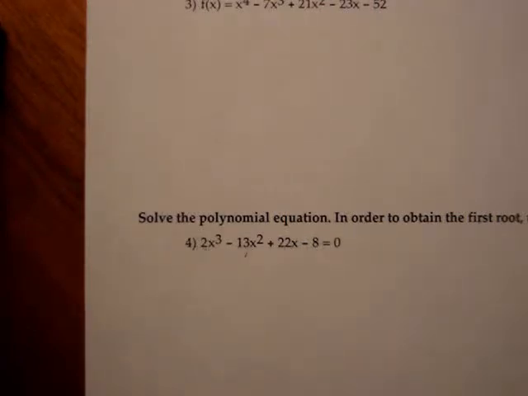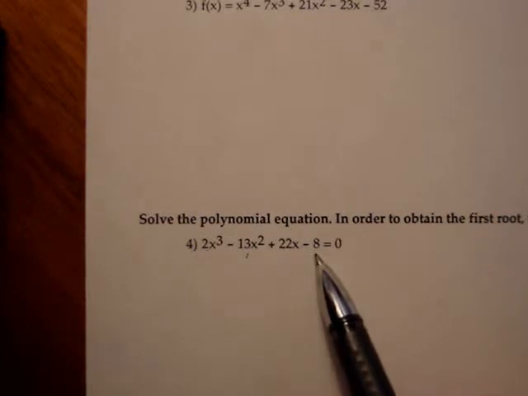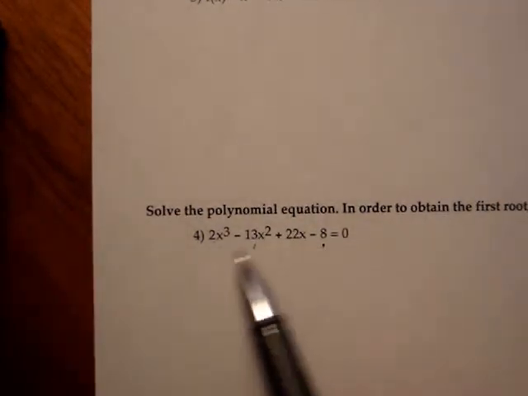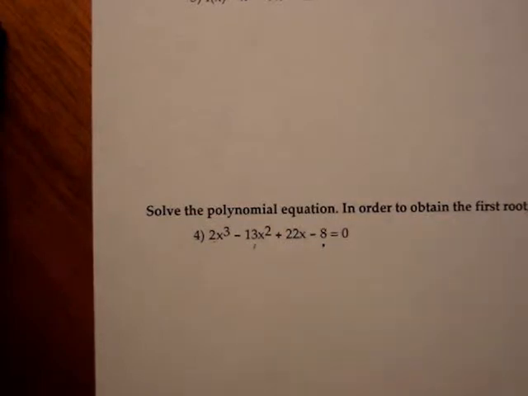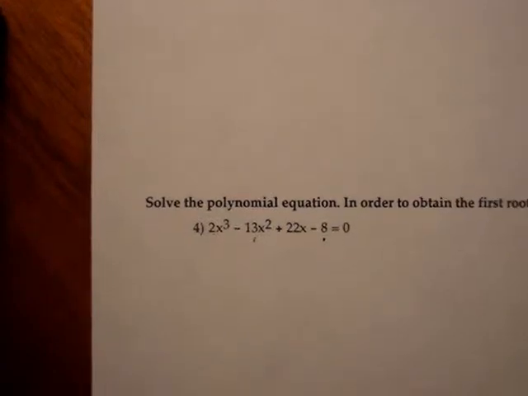So you just start guessing, and I start guessing by looking at factors of 8, okay? So try 1 and 2 and 4 and 8, and then also positive and negative of all of those possibilities. All right, so now I'm going to go on to the next page, which is different stuff.